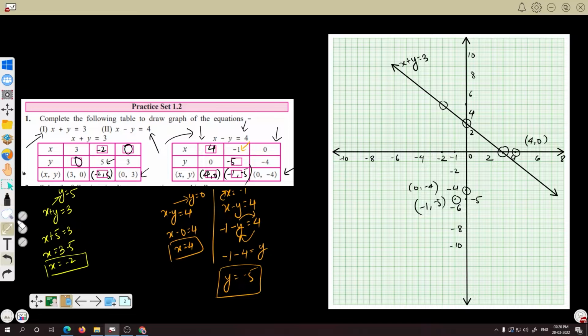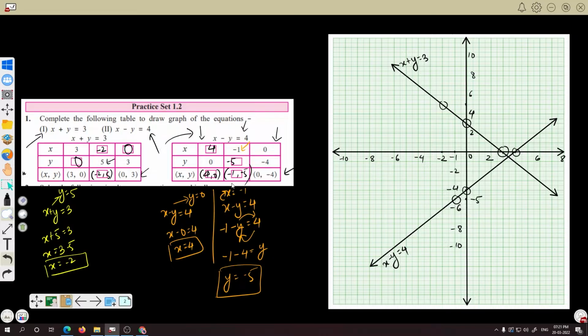Now what we will do is we will join all the points in such a way that all the points lie on the line like this. Make sure that the points lie on the line. Fine. Now this line represents the second equation, so I will write x minus y is equal to 4. Now again I'll erase the coordinates so that I can explain to you.